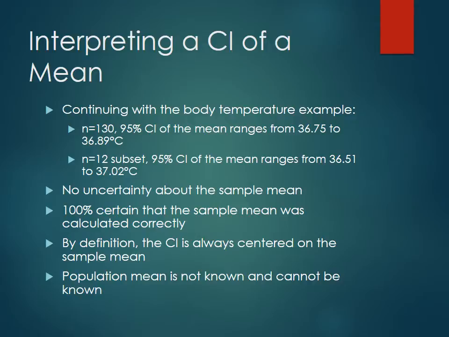So in this case, when you're looking at the body temperature examples, in the group that had an N of 130, we said that the 95% confidence interval for the mean ranges anywhere from 36.75 up to 36.89. Okay, compare that to the group that had a subset of 12 patients. What do you notice about that confidence interval? It's wider.